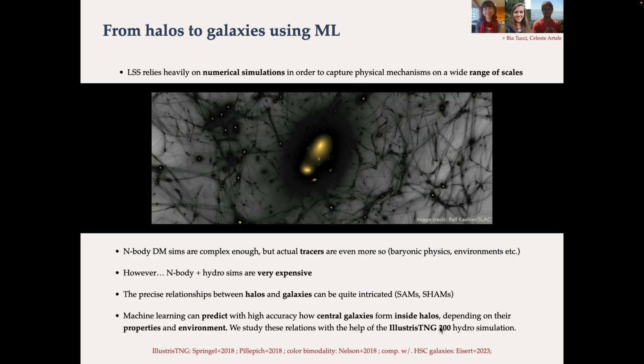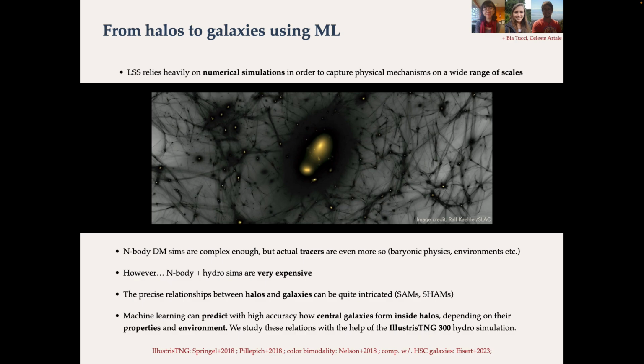However, n-body simulations are expensive enough. Hydro simulations are much more expensive, but in some sense we need to predict how the galaxies form in halos and how they connect to the halos into the large-scale environment, so that we can understand how to connect our observations to our theory. So our tracers are really detected on the basis of objects that emit light. So baryonic physics is key there.